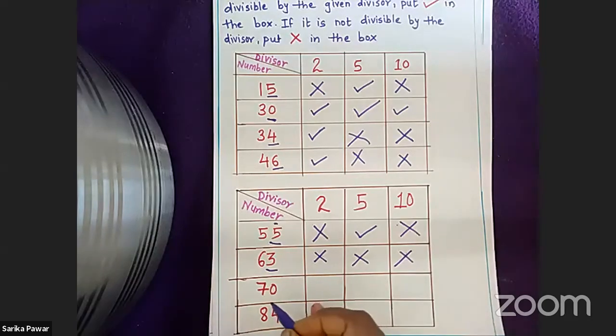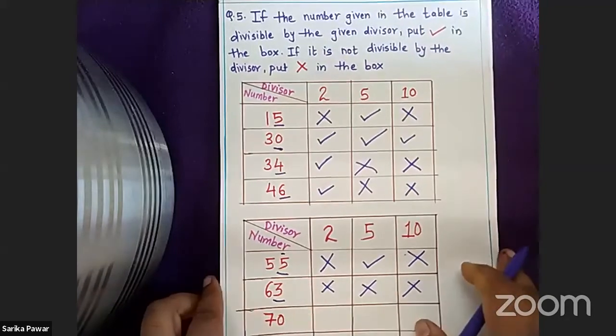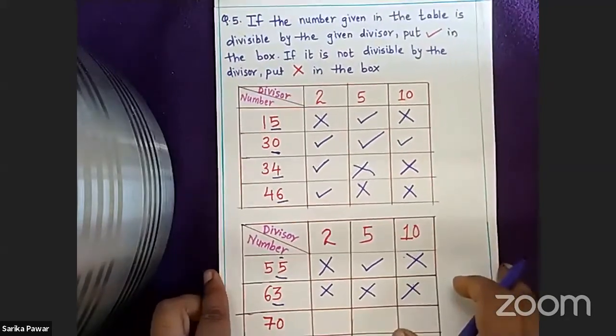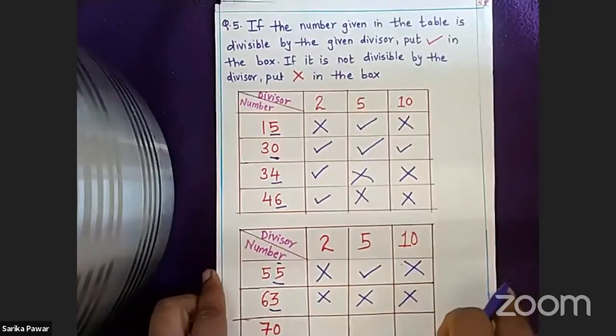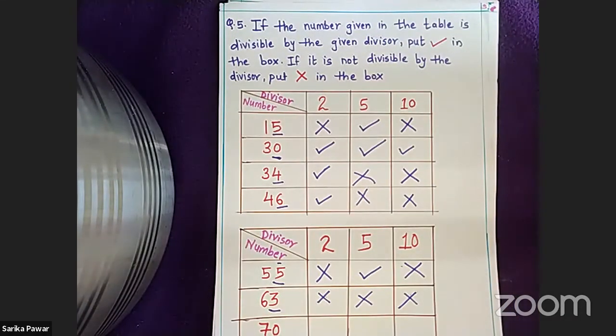Here, which is the unit place? The unit place is very important. If you are finding the unit place properly, then you will be able to solve this exercise very easily. You just have to learn the divisibility tests of 2, 5 and 10 properly. Then it's very easy to solve this exercise.